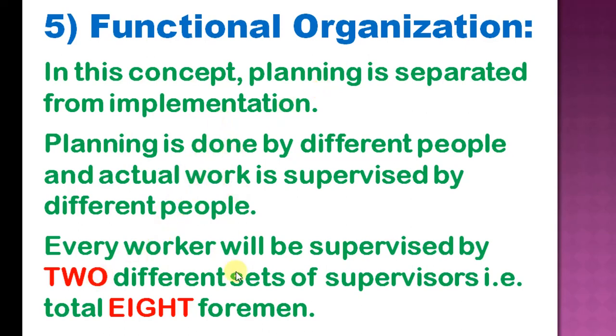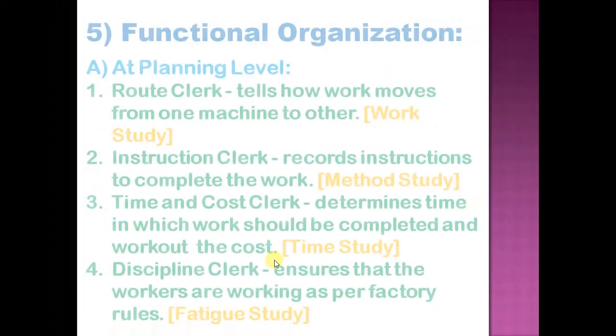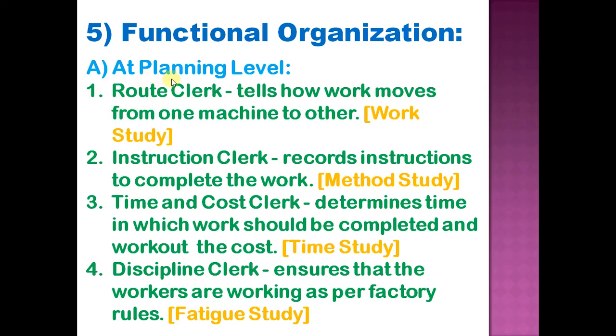In this way, the first set will do the planning work and the other set will do the implementation work. So according to F.W. Taylor, every worker will be supervised by two different sets of supervisors, and there will be a total of 8 foremen or supervisors. We will see this in detail. See, there will be 4 supervisors at the planning level. They will be called route clerk, instruction clerk, time and cost clerk, and discipline clerk. All these 4 clerks will come in the lower level management.